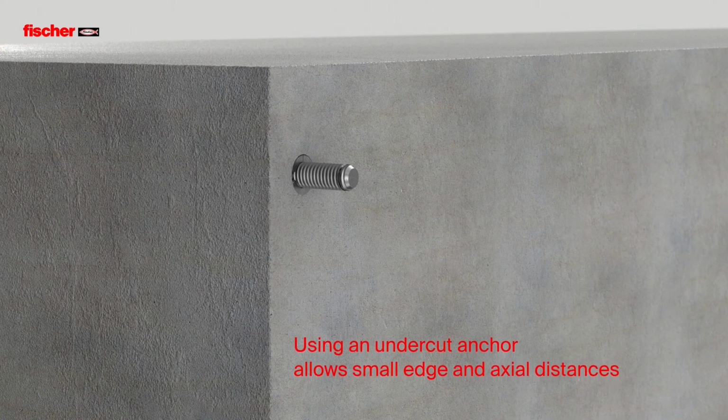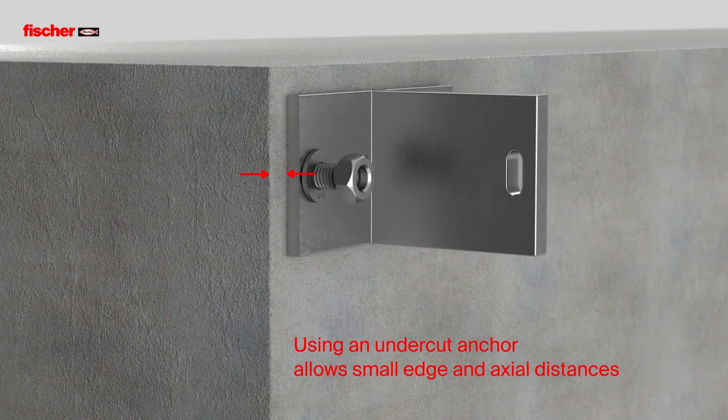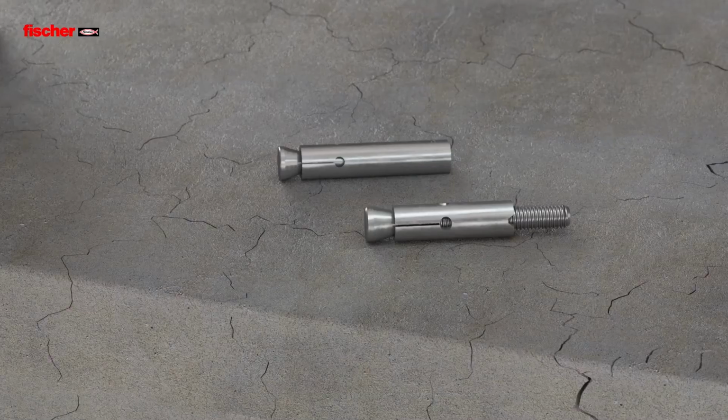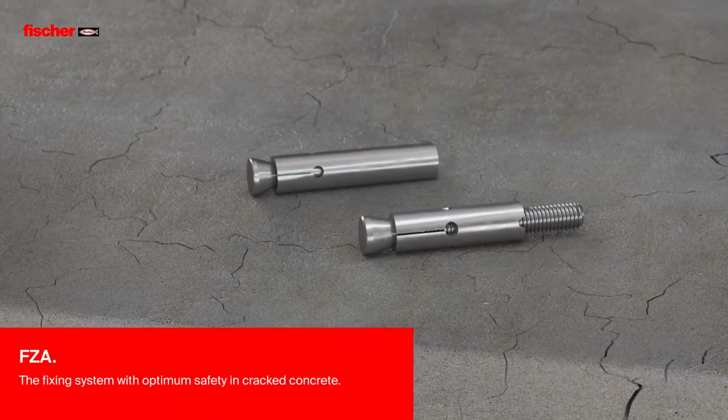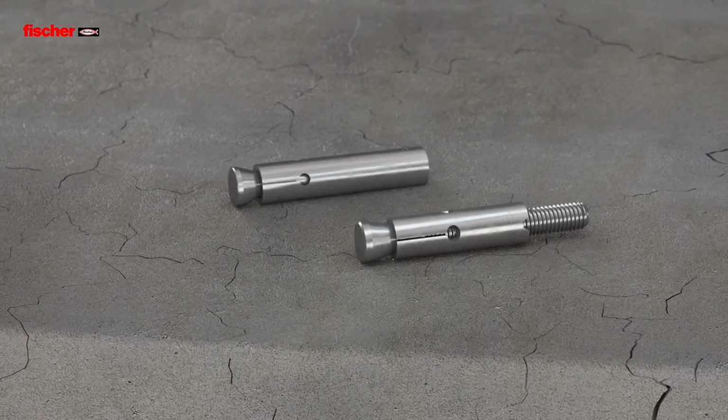Using an undercut anchor allows small edge and center distances in the installation. The Fischer ZYKON Undercut Anchor FZA is the fixing system for optimum safety in cracked concrete.